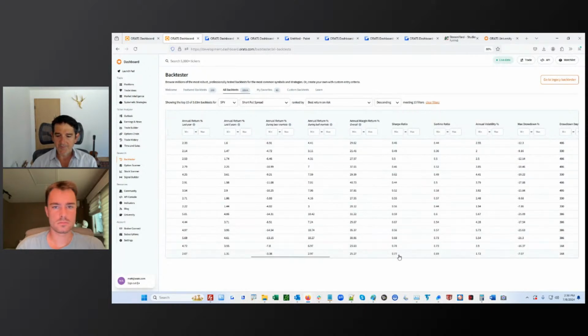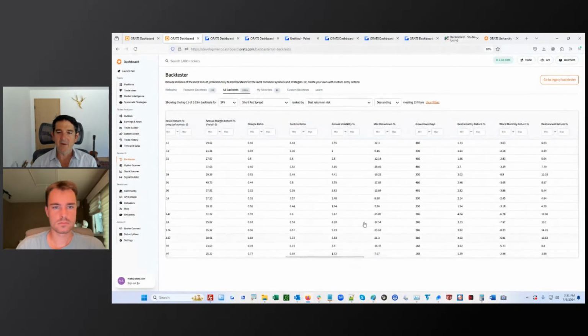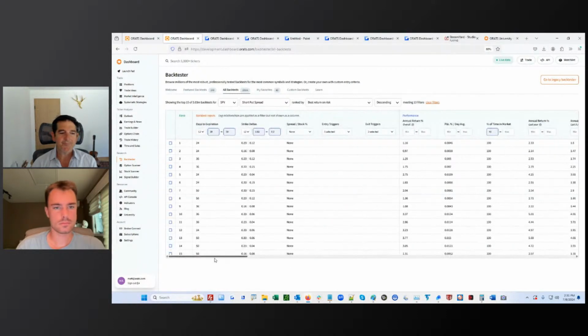Sharpe ratio, much higher for the wider. If you're really tight, you're going to have small drawdowns, but you're not going to make that much. So again, I like our choice.